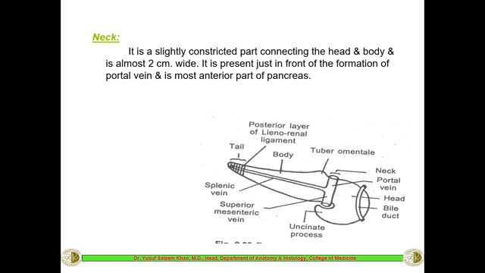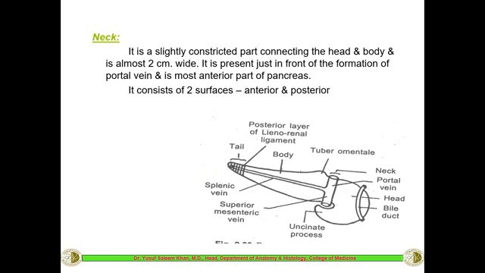It lies in front of the formation of the portal vein. A very important relation, which is the posterior relation of the neck, is the formation of the portal vein. The portal vein is formed by the superior mesenteric vein joining with the splenic vein. When the superior mesenteric vein joins with the splenic vein, that continues above as the portal vein, which will be draining into the liver. So this relation of the portal vein with the neck of the pancreas is very important, especially in case of portal hypertension and other conditions. So if you want to trace the portal vein, just go behind the neck of the pancreas.